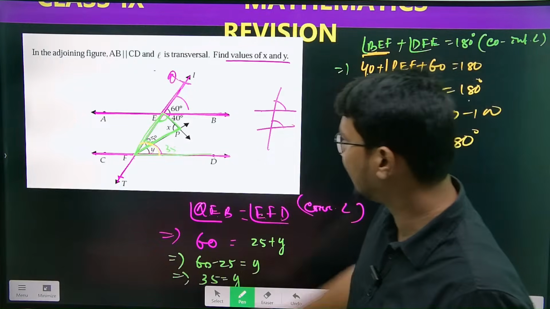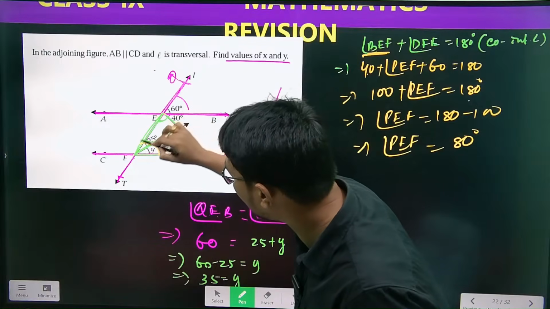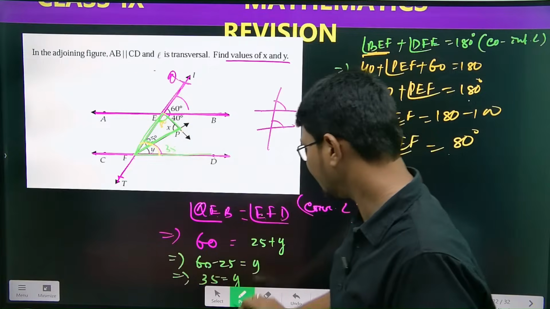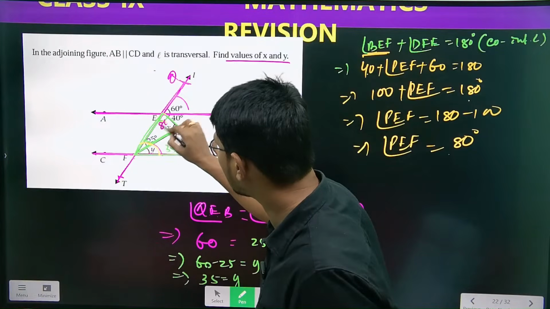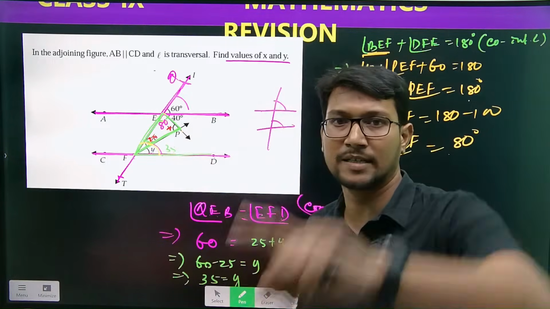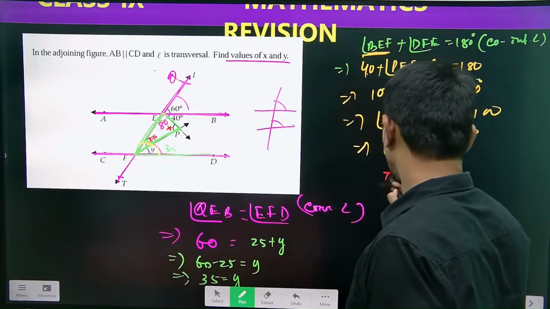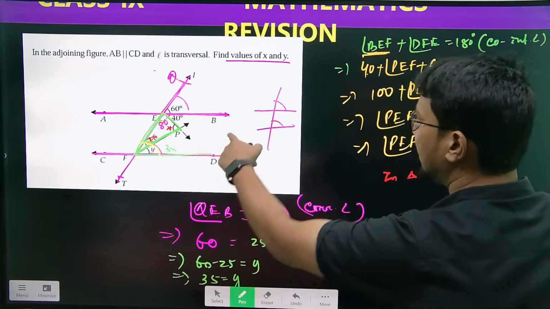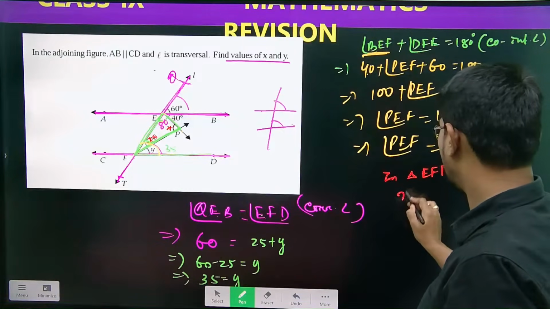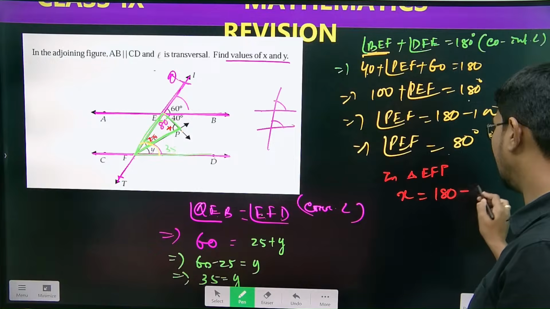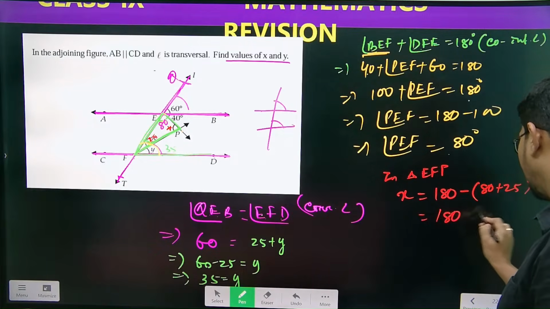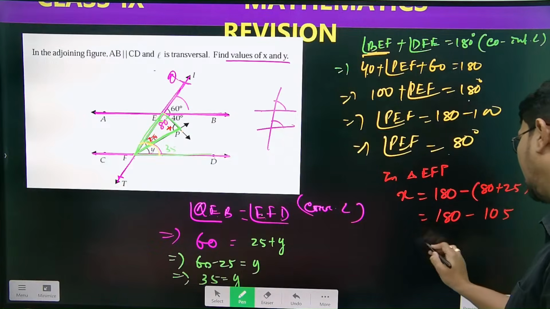Understood? Which one is 80? PEF angle is 80. Check carefully, this is 80 and this is 25. What would x be? It is a triangle, so use the sum of three angles. In triangle EFP, angle x is required. x equals 180 minus the sum of the other two angles. 80 plus 25 is 105, and 180 minus 105 is 75.